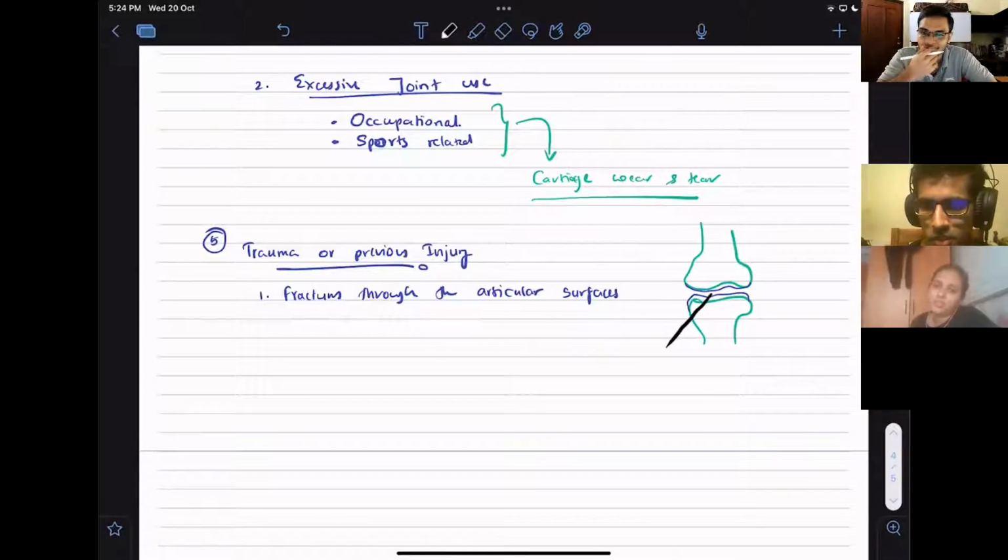No hemorrhage into the joint. Hemorrhage. Okay. More than that, guys. Okay, that is also correct in a way, right?